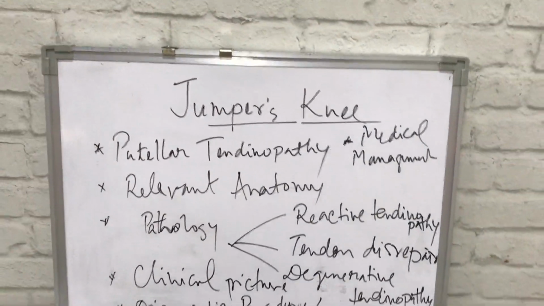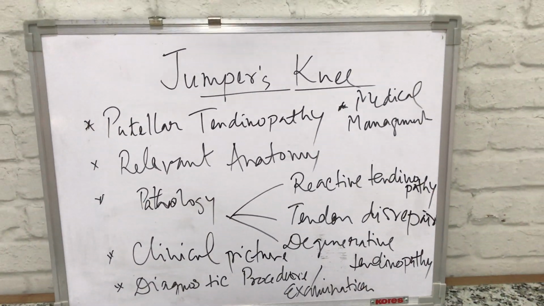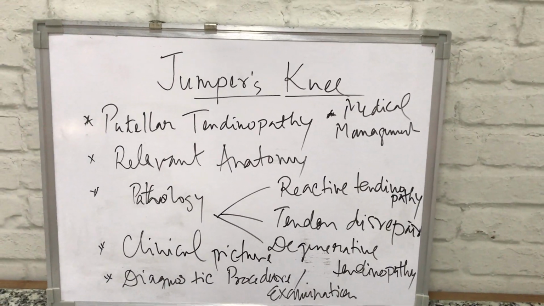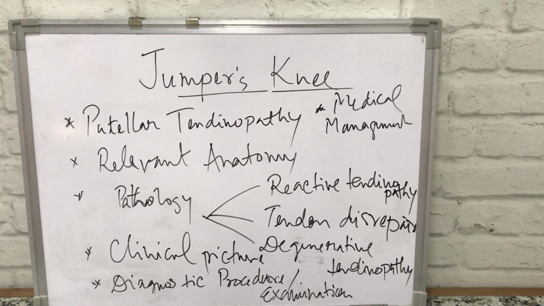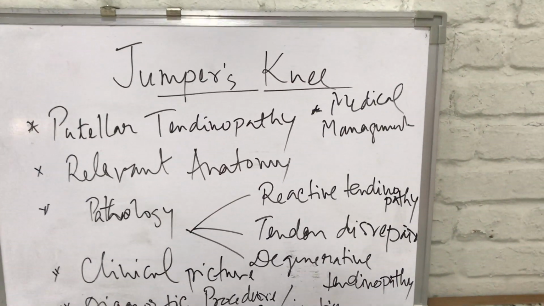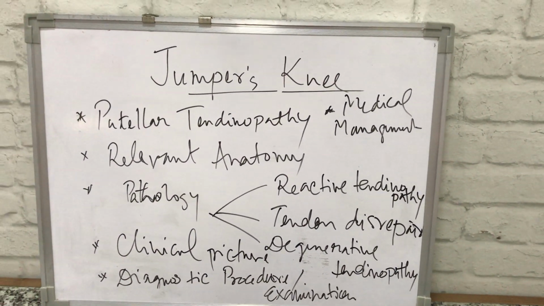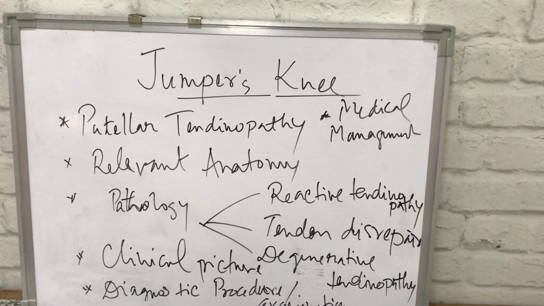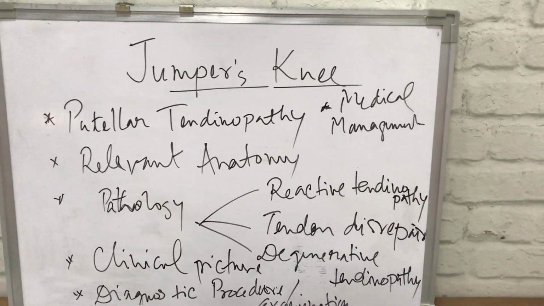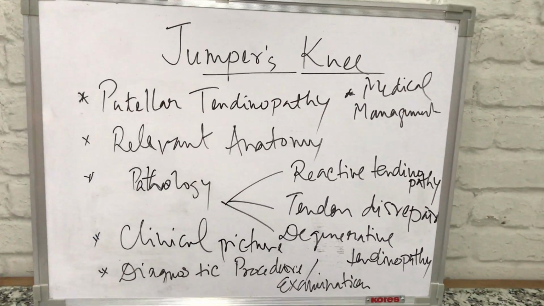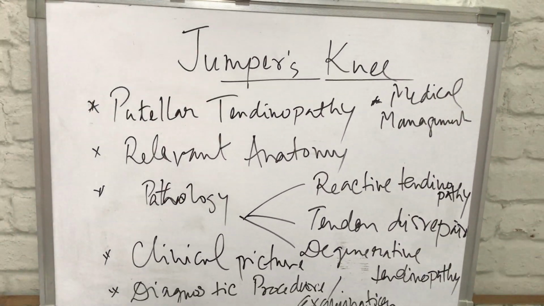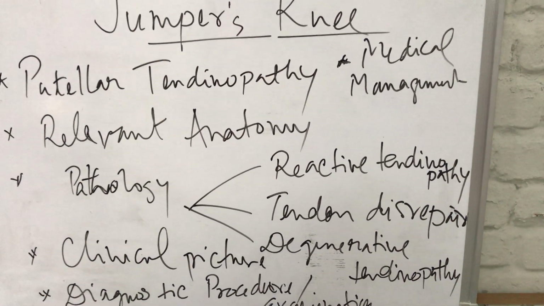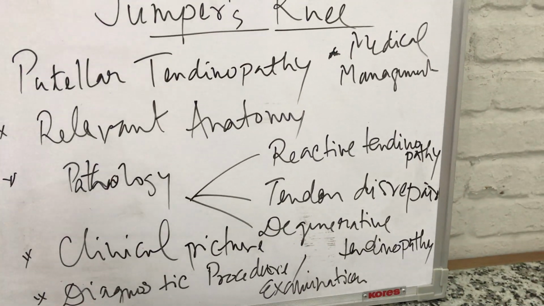So if we summarize today's topic in a brief note, then it is jumper's knee, called as patellar tendinopathy, and the patellar tendon, that is the quadriceps muscles that forms the quadriceps tendon, crosses over the patella, the patella acts as a pulley in generating force. It is a sesamoid bone. After crossing the patella, it becomes the patellar tendon and it finally inserts into the tibial tubercle. And the pathology, there are three stages. We can divide: reactive tendinopathy, tendon disrepair, and degenerative tendinopathy.